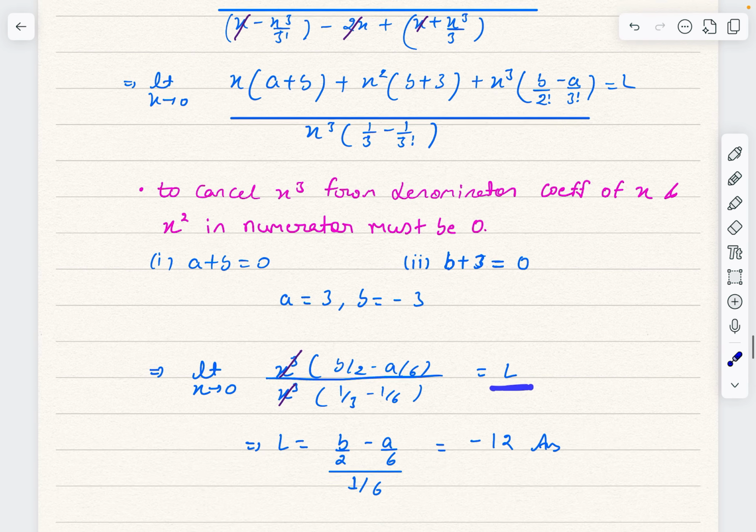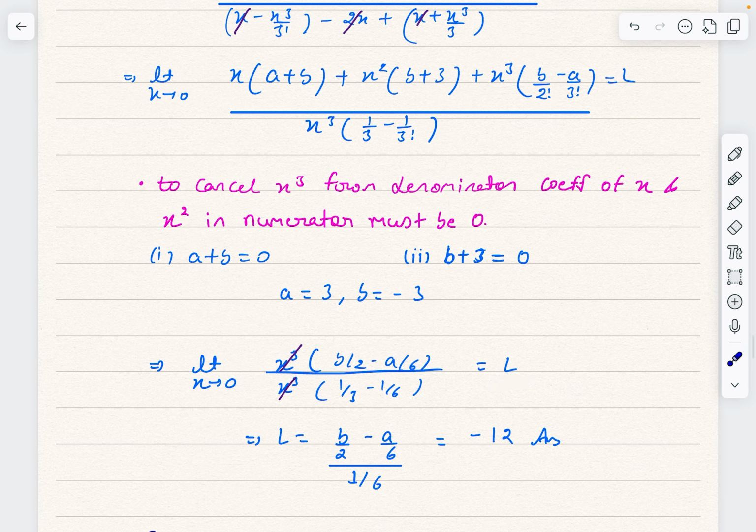So now you can put the values here. b is minus 3, a is 3, when you put it here, you get minus 12. So the final answer is L is minus 12, A is 3, B is minus 3. I hope it is clear to all of you guys. Next.